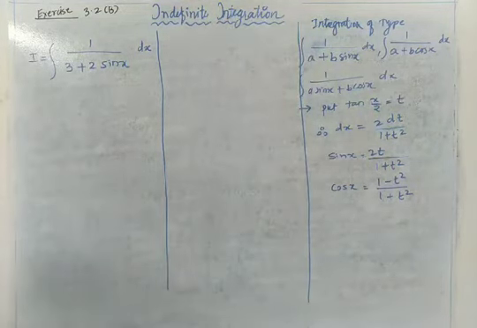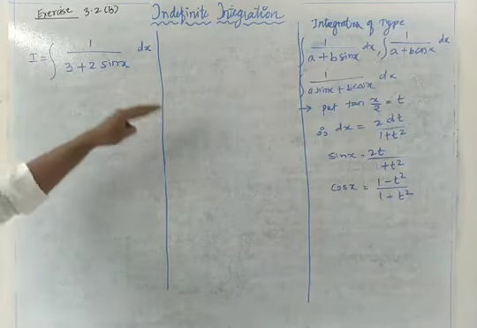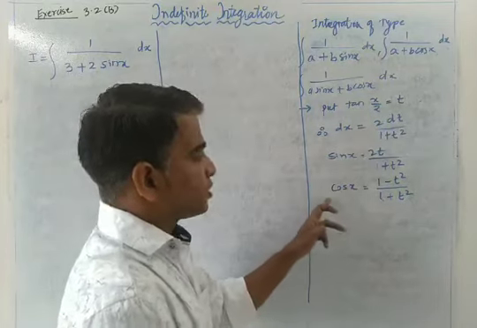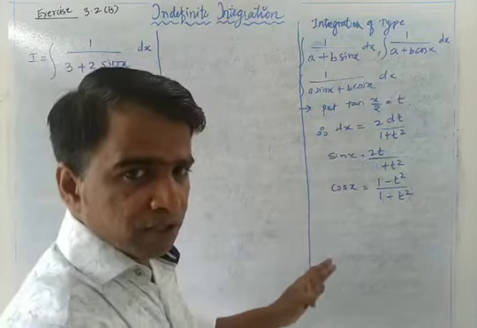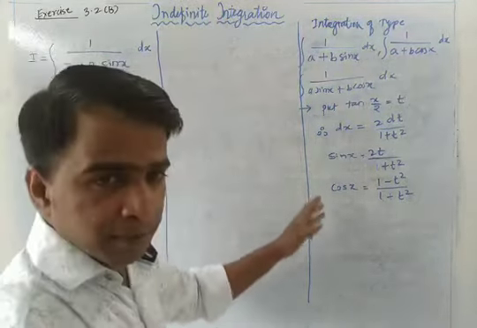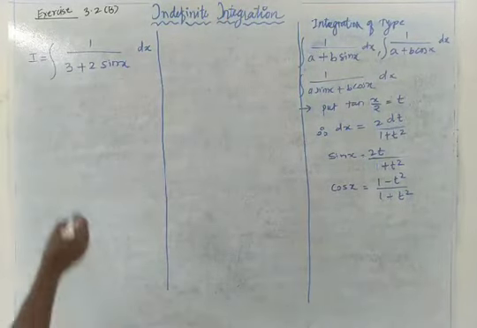Now the first part is, here the angle is x. If the angle is x, we are going to start with the substitution tan x by 2 is equal to t. That explanation you have to write. Explain it first and then start with finding the answer. Now here I already explained that explanation, which is the standard one, so I am directly starting with the solution.